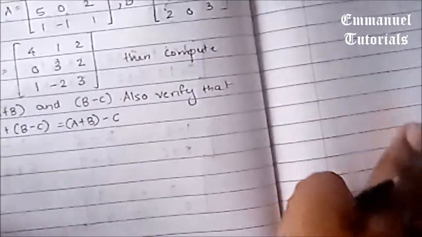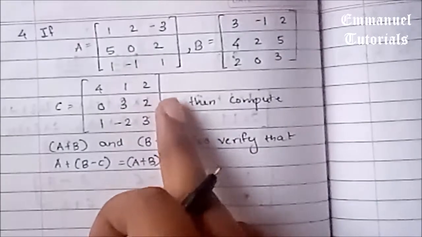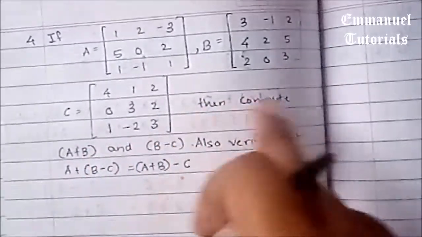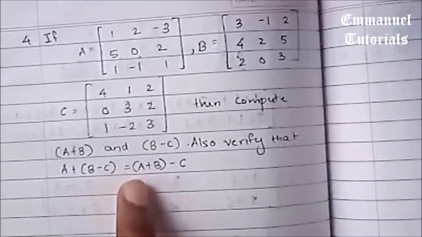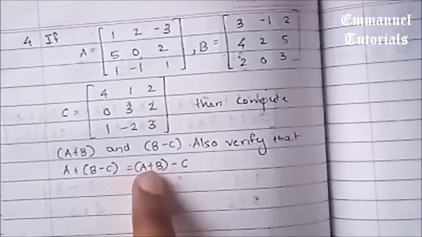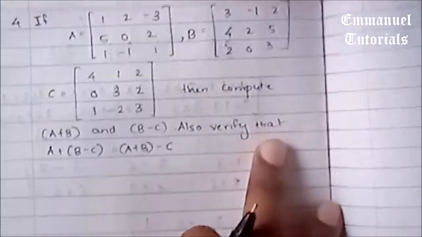Now let's solve the next example. If A is equal to this matrix and B is equal to this matrix and C is equal to this matrix, then you have to compute A plus B and B minus C, and then also verify that A plus B minus C is equal to A plus B minus C in brackets. So let's do that.